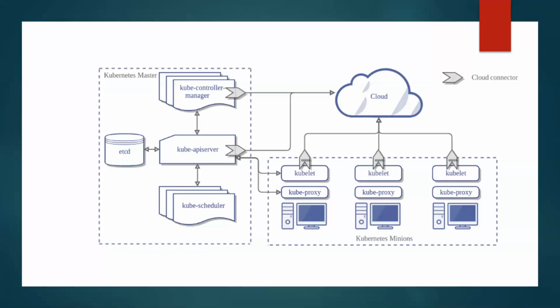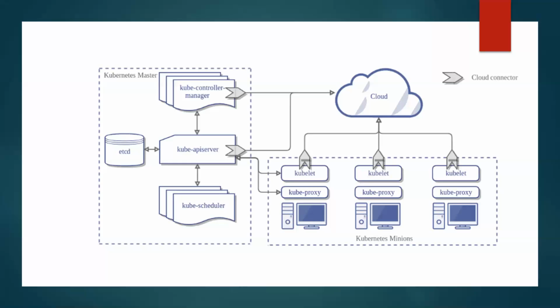So the control manager will ensure the state of the cluster: how many pods are running and what their status is. All this information will be collected by your control manager. The control manager will give the information to the API server, and the API server will store it in etcd. Okay, so that's how it is.